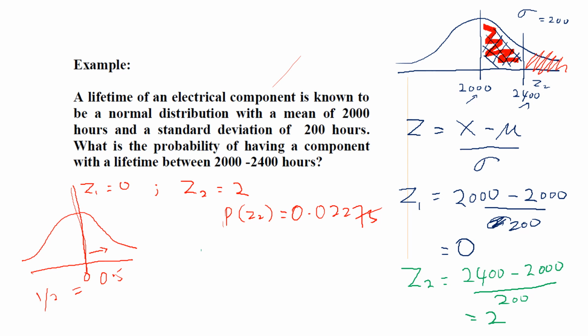Therefore what we have here is just subtracting 0.5 minus 0.02275, which will give you 0.47725. So this is the probability of having a component with a lifetime between 2000 and 2400 hours.